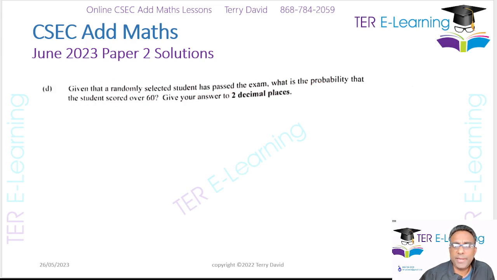For this one now, we have 2 things happening here, and they use the word given, so we know it's a conditional probability. It's given that a randomly selected student has passed the exam. So let's look at 2 events here. Let's call one event A, the person passed the exam.